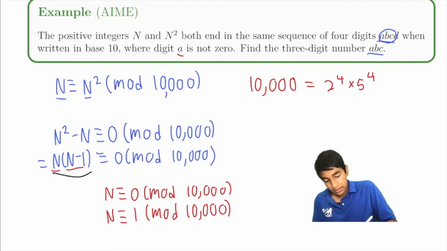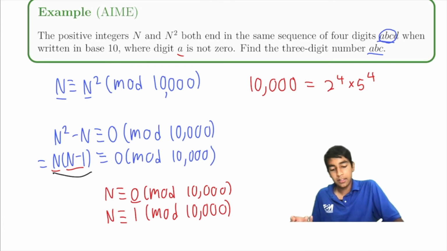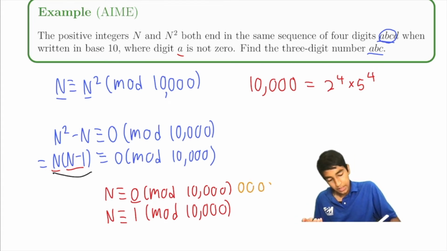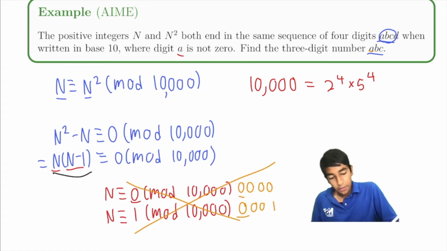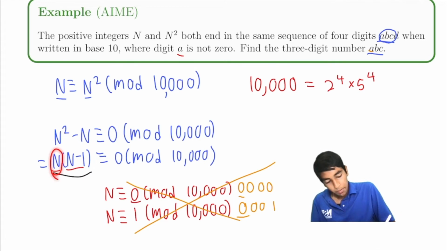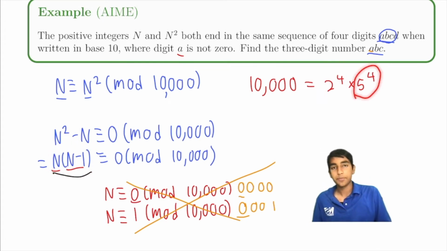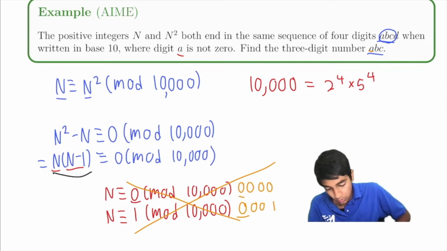If n is 0 mod 10,000, then the last 4 digits are just 0, 0, 0, 0. In the other case, it's 0, 0, 0, 1. Both of them have a being 0, so you can cross out these cases. They don't work. So now the other case is that maybe n is a multiple of 2 to the 4, and n minus 1 a multiple of 5 to the 4, or flipped.